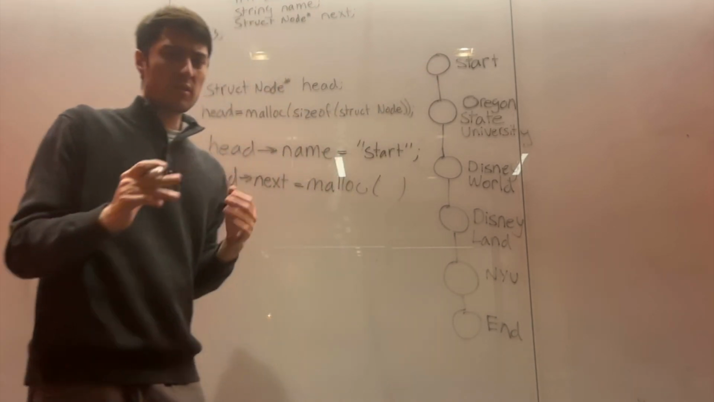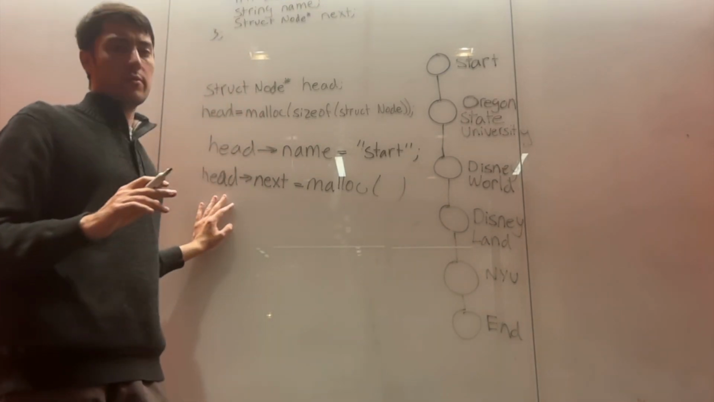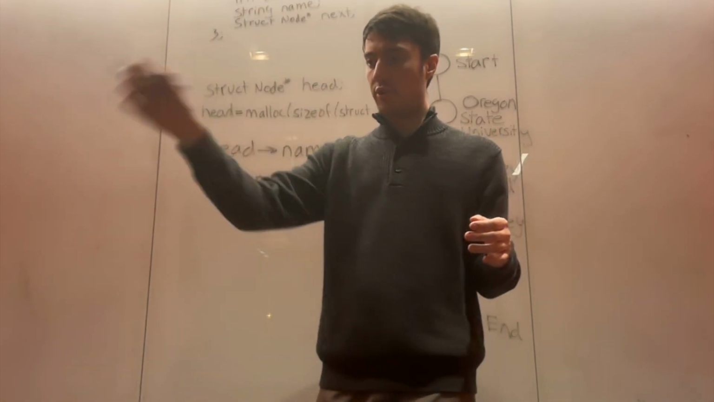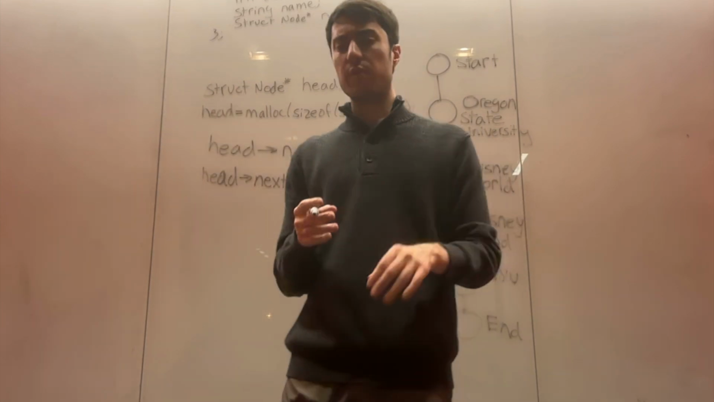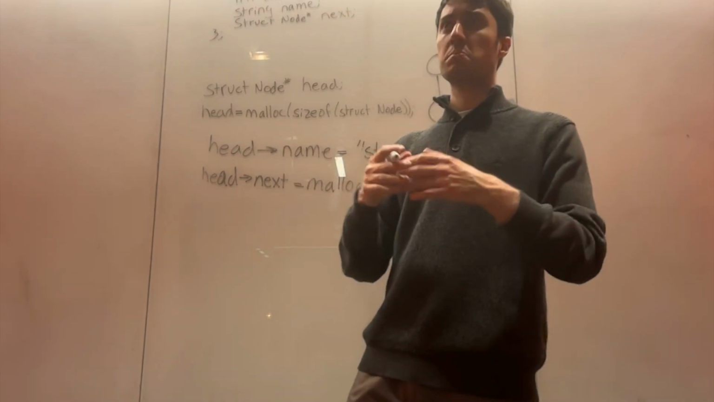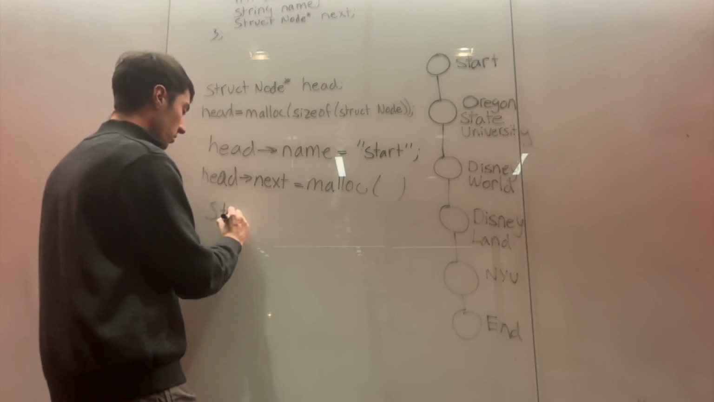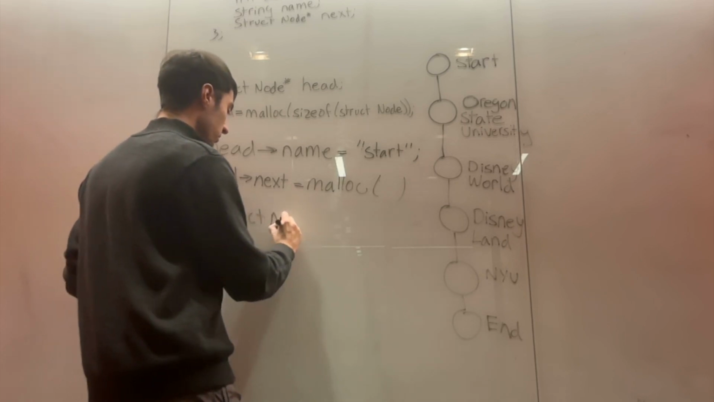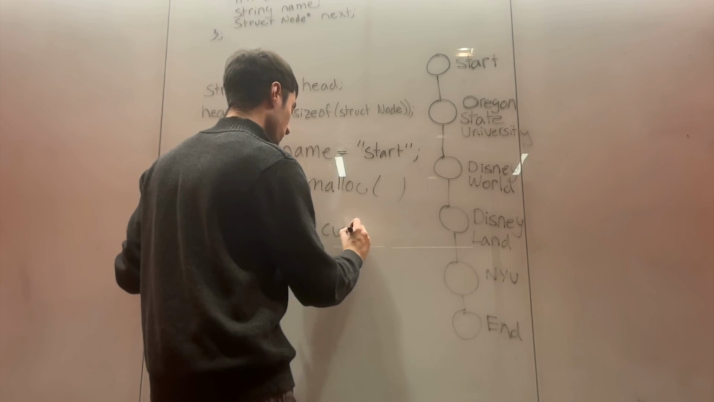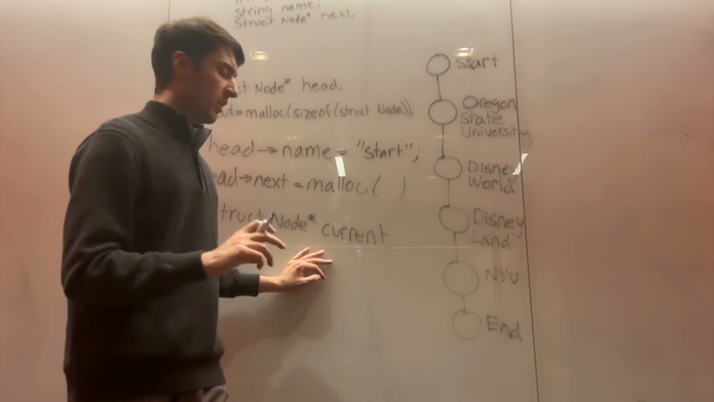And now let's traverse through the list. Now we don't want to change this head, right? I said head always lets us access the first element of the list. So let's create another pointer. What we can do is call it current. So struct node pointer current.